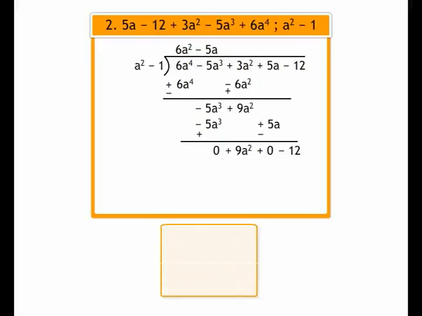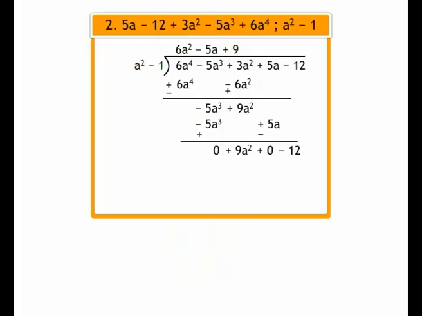That is, plus 9a square upon a square, which is equal to plus 9a raised to 2 minus 2, as per the rule of the indices, which is equal to plus 9a raised to 0, that is, plus 9. And thus the third part of our quotient. Now we will write plus 9 as the third part of the quotient above the line. After this we will multiply the quotient, that is plus 9, with the divisor, that is a square minus 1.